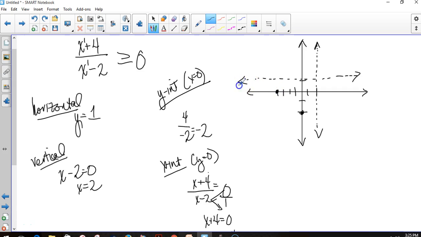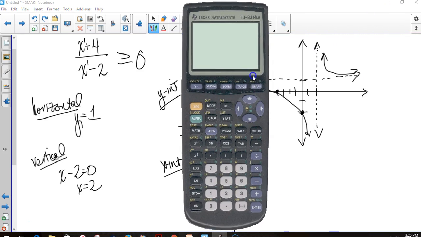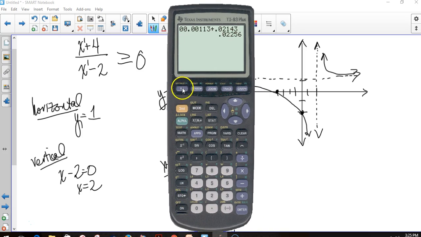And so I have something that kind of looks like this. And maybe something over here. And rationals can be a little sneaky. And so we'll go to the calculator. And we'll type in x plus 4 over x minus 2 and make sure that we're in the right spot. And it looks pretty good.